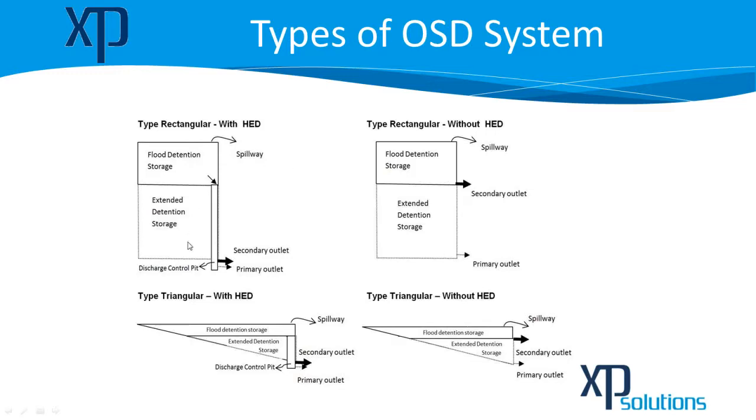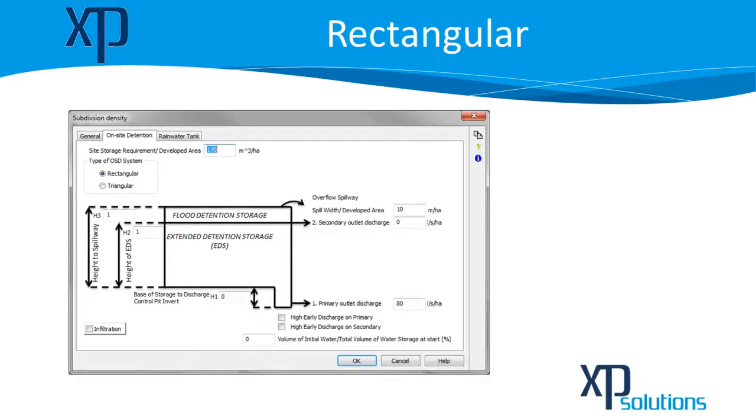If we have the high early discharge option, we have a chamber, a high early discharge chamber, which means the outlet orifice is actually at a lower level, and we can increase the head acting on the outlet at an early level and approach the desired discharge more quickly. So we'll come back to the high early discharge shortly.